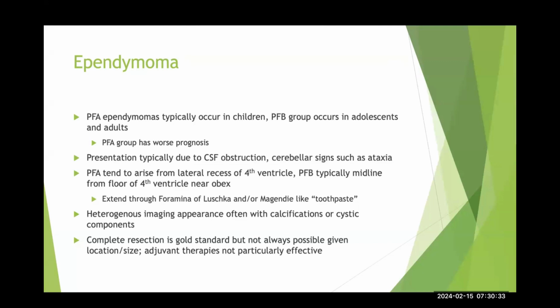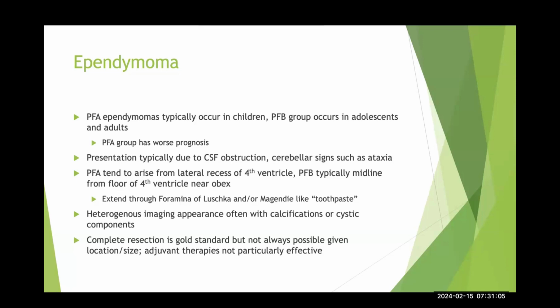PFA groups tend to arise more from the lateral recess of the fourth ventricle, and PFB are more typically midline, extending from the floor of the fourth ventricle near the obex, again, as was seen in this case. They tend to be toothpaste-like lesions where they extend through the foramina of Luschka and Magendie as they enlarge. Again, heterogeneous appearance on imaging, often with calcifications or cystic components. Complete resection is the gold standard, but again, not always possible given its location and or the size, vessel involvement, et cetera, in that region.